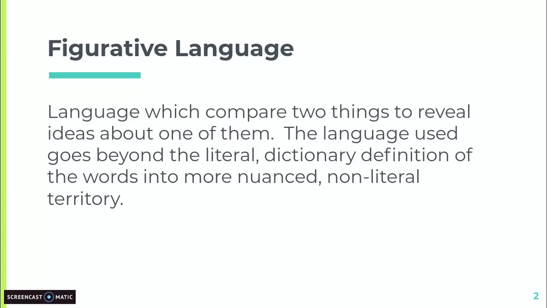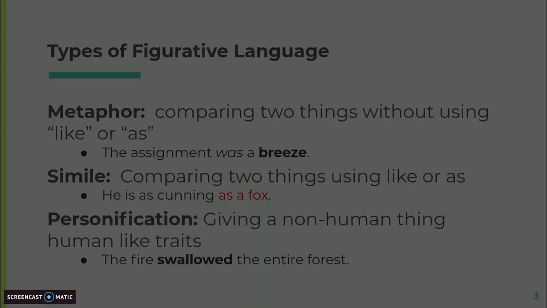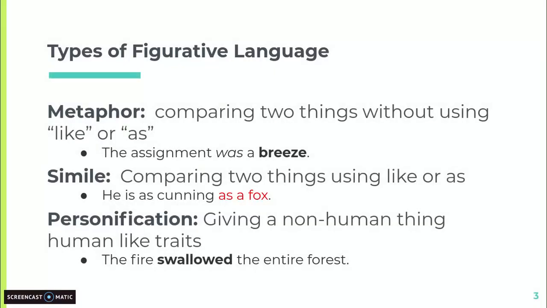What is figurative language? It is language which compares two things to reveal ideas about one of those things. The language used goes beyond the literal dictionary definition of the words into more nuanced, non-literal territory. Basically, we're comparing two things in order to understand one of them more deeply. Let's talk about a few different types of figurative language. We'll start with the basics that you already know and cruise through those quickly, and then we'll get into some things that maybe we have less familiarity with.